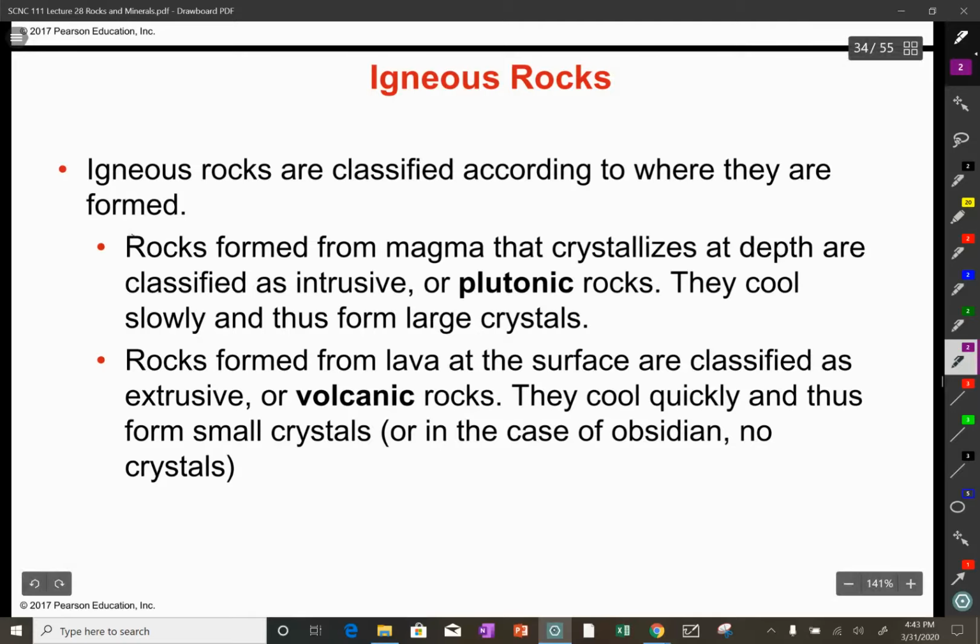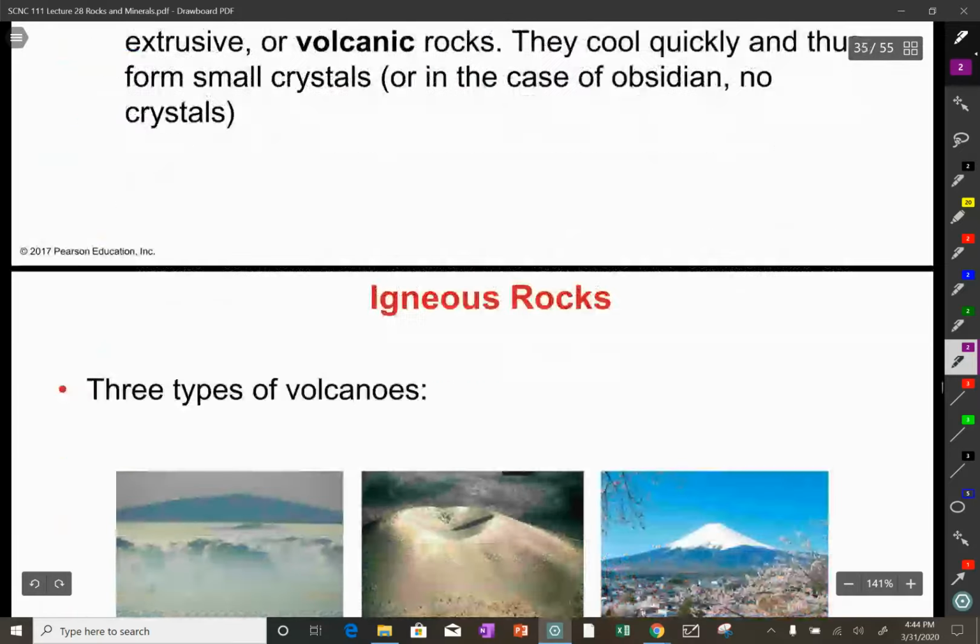I described this already. Rocks that form from magma that crystallize at depth, they cool very slowly. We call them plutonic, they form plutons, or we could call them intrusive. They cool slowly and form big crystals. Rocks formed from lava at the surface, they're extrusive. Intrusive, they form inside the earth. Extrusive, they form outside the earth. Or volcanic rocks, they cool quickly, and so they have small crystals like obsidian, which has no crystals.